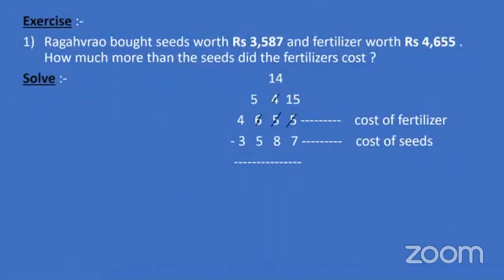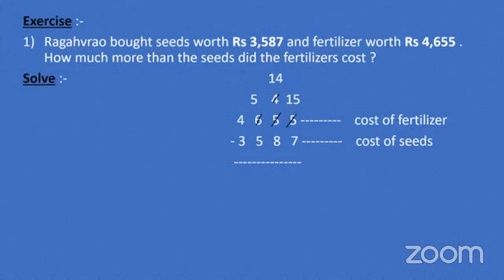So we cannot subtract 8 from 4. So we borrow 1 from that next 6, right? Yeah. So that 4 becomes 14. Now 14 minus 8. 6. Yes, 14 minus 8, answer will be 6. And that 6 becomes 5. 5 minus 5, 0. 0 will be there. And 4 minus 3, 1.